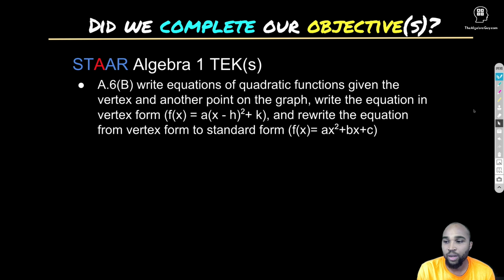So did we take care of everything? Yes, they really wanted us to know how to rewrite the equation, and we rewrote it from vertex form to standard form. And if we wanted to, we could have complemented it by using the graphing calculator, but it's really not necessary. However, it is there as a great tool to supplement your answers.